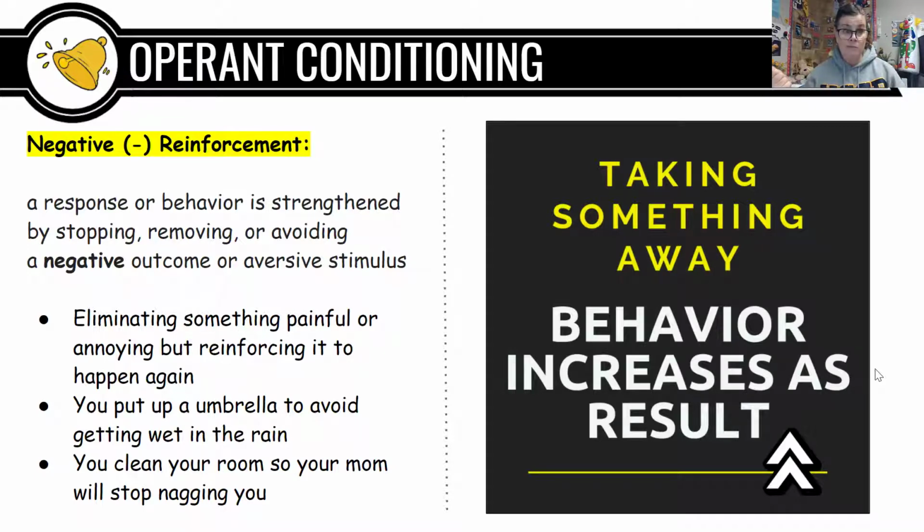You put up an umbrella to avoid getting wet in the rain. You want to remove getting wet, so I put up an umbrella. You clean your room so your mom will stop nagging you. You want to remove the nagging, and you want to reinforce that behavior, that mom is no longer going to nag me. So in order to do that, I'm going to clean my room. We are going to have to practice these examples in class.